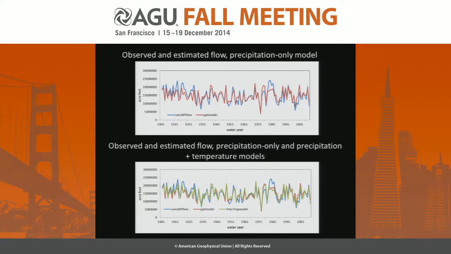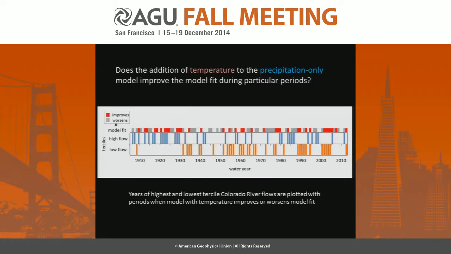So this is on the top, at least for flow, the gauge values. This is the precipitation-only model, so the estimates of stream flow only based on precipitation. And then down here, the green line on top is the model with precipitation plus temperature. So you can see there are some little differences. But what I did was to take a look at the improvement when we add temperature to the precipitation-only model, and that's plotted here.